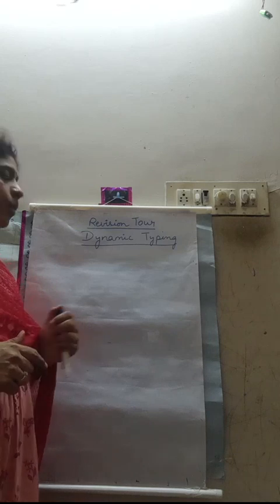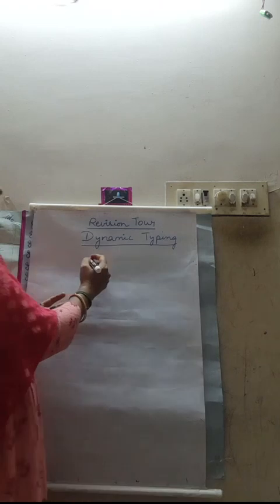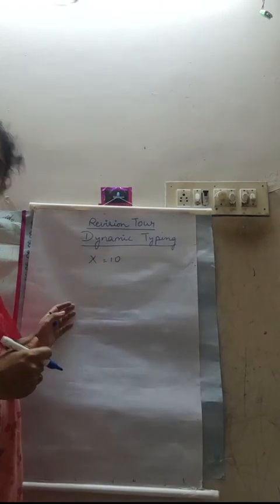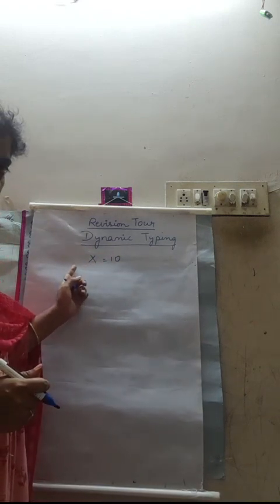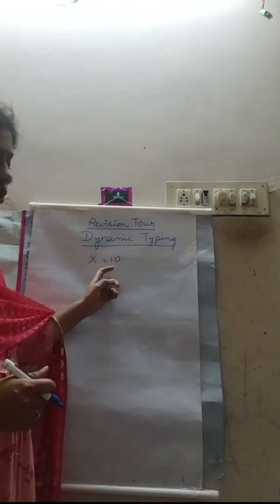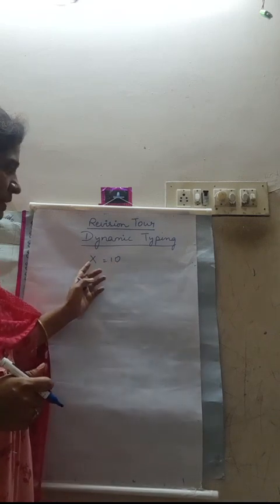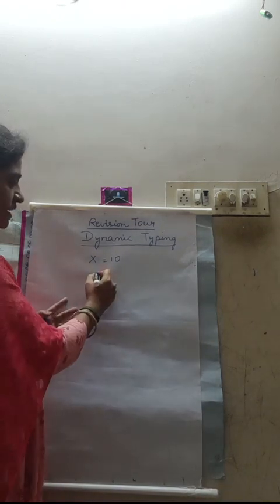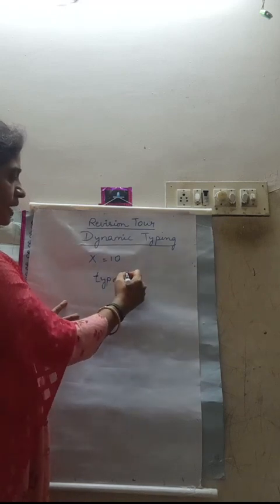Now let us see what is dynamic typing. Now say I am going to store x is equal to 10. Now what value is getting stored in x? 10 is getting stored. And what is the data type of x? It is integer. 10 is nothing but integer. So what will be the data type of x? It is integer. If you want to check this, you can use the function type. You can use the function type of x.